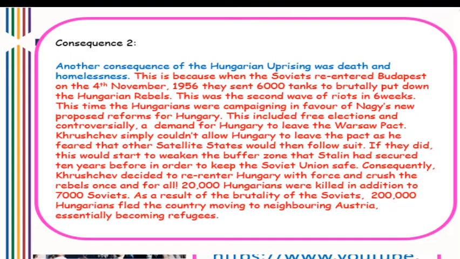Consequently, Khrushchev decided to re-enter Hungary with force and crush the rebels once and for all. 20,000 Hungarians were killed in addition to 7,000 Soviets. As a result of the brutality of the Soviets, 200,000 Hungarians fled the country, moving to neighbouring Austria, essentially becoming refugees. Notice as well how I'm using lots of language like as a result of, leading to, consequently. So all of these words suggest that I'm talking about consequences.